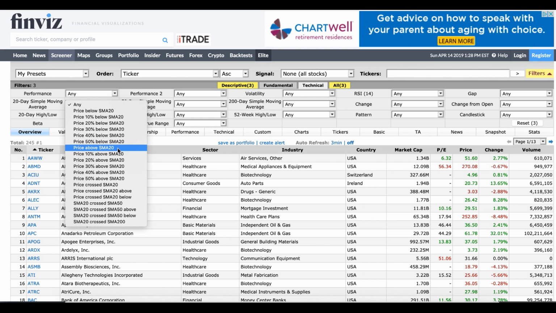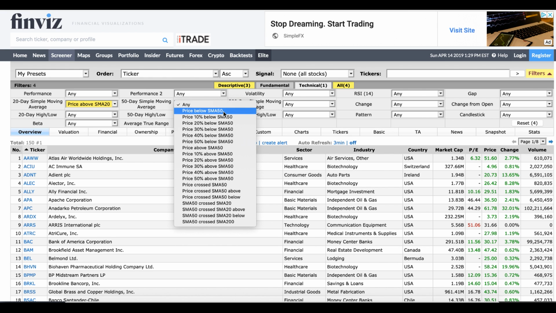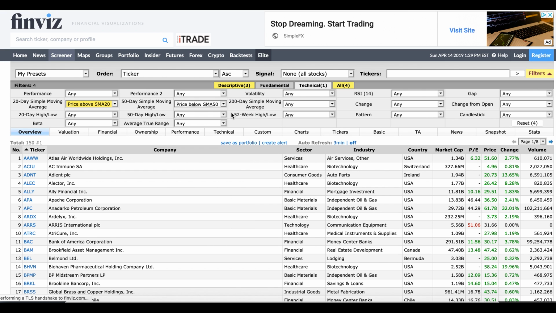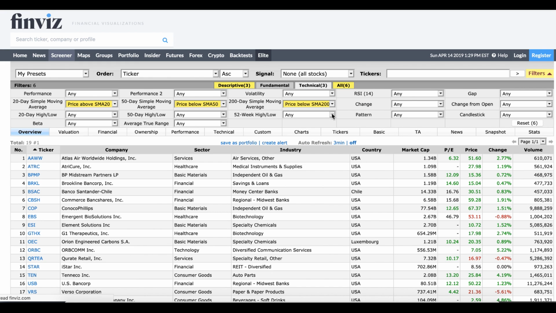I'm looking for something that's been in a downtrend and is starting to turn around. So the price of the stock has moved up above the 20-day moving average. Remember, it's been trending down, so all the moving averages are trending down. So I'm looking for something that's above the 200-day moving average, but is still below the 50. So now we're down to 19 stocks.